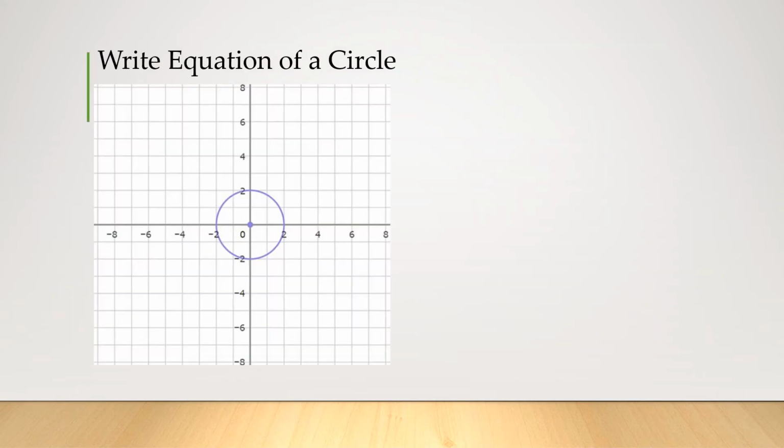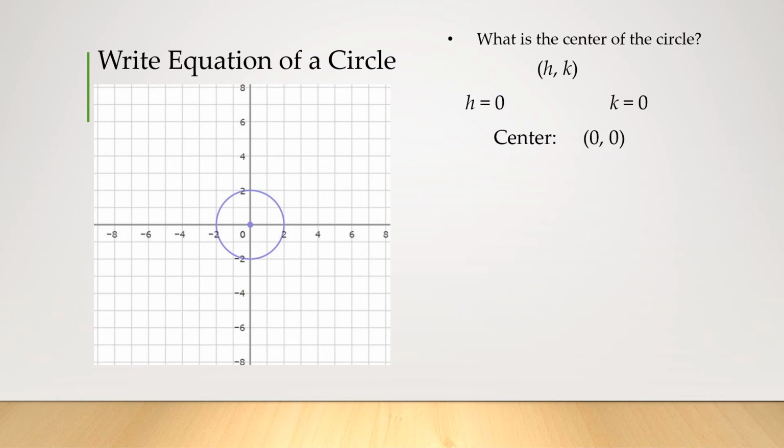Now let's look at how to write an equation of a circle if given a graph. Now in this graph, the first thing you want to do is locate the center of the circle. The center of this circle is at the origin. So what is the center of the circle? Well, since it's at the origin, we're looking at some h comma k. h is 0, k is 0. Therefore, the center of this circle is 0, 0, the origin.